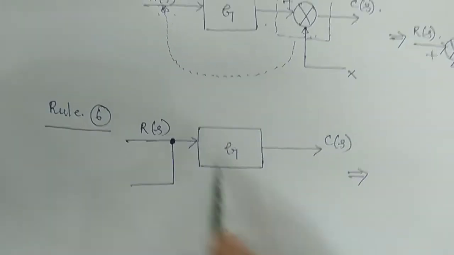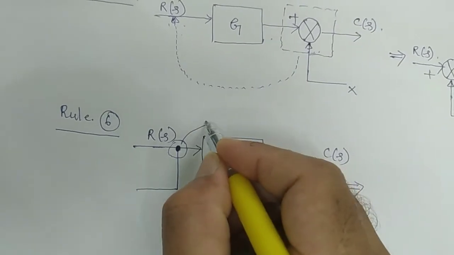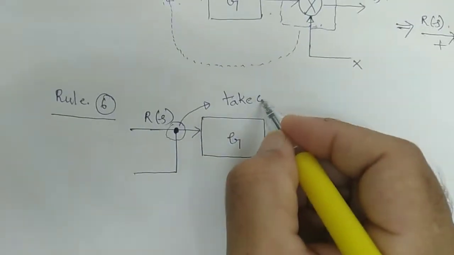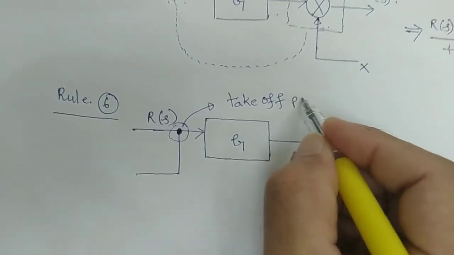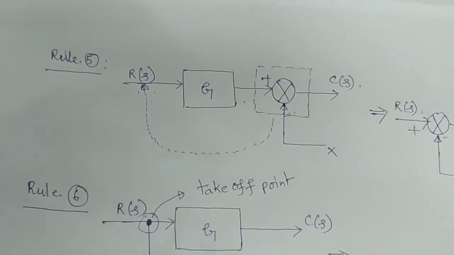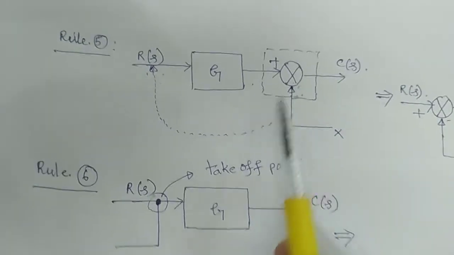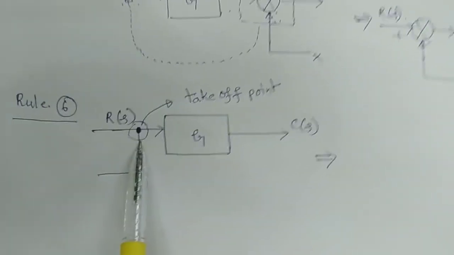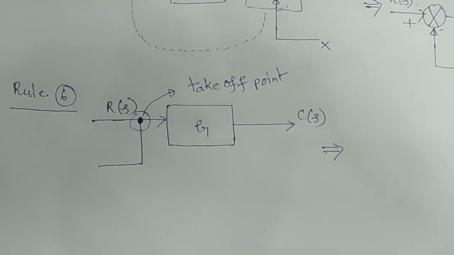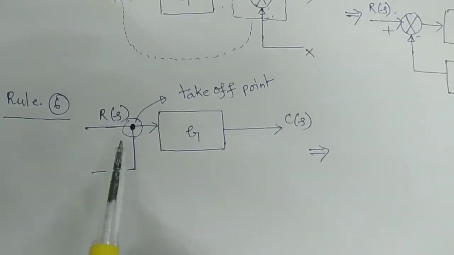What is this point? This point is called a take off point. If you have this type of point, that is called take off. Earlier was the summer point, called summing point or simply summer. This point now is called the take off point.